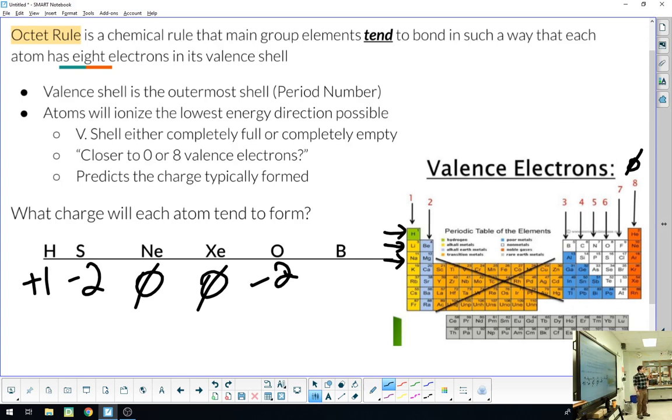All right, Kingston, you're next. Okay. Boron. That's 3 valence electrons. So what charge would you like to form? Plus 3. +3, that's it.